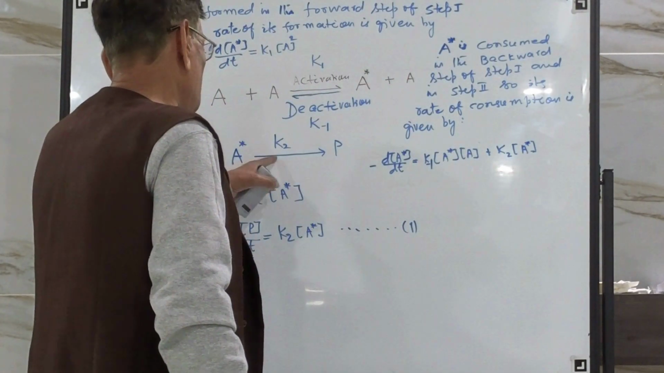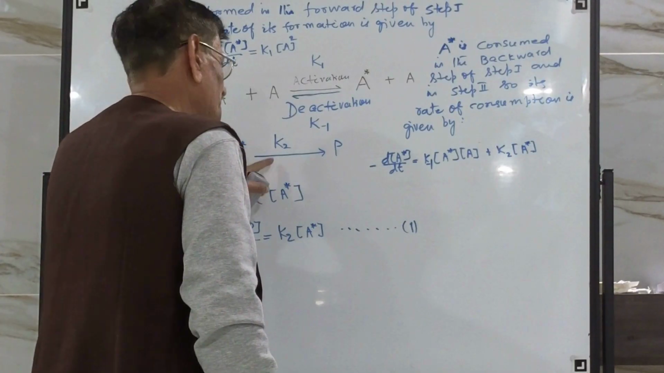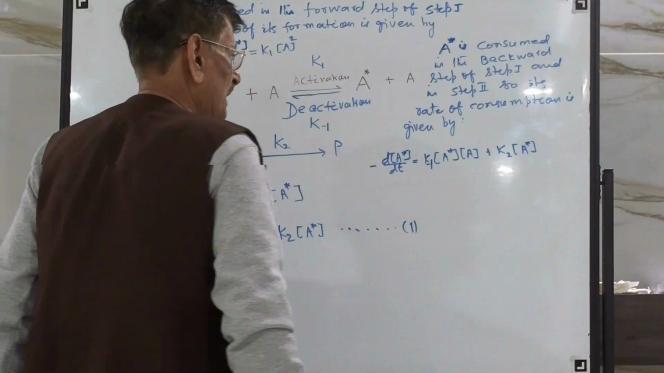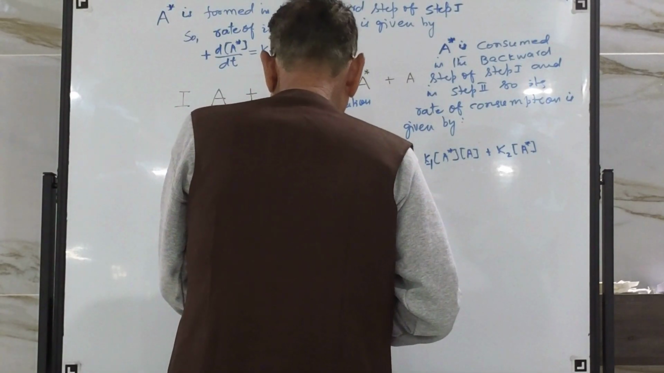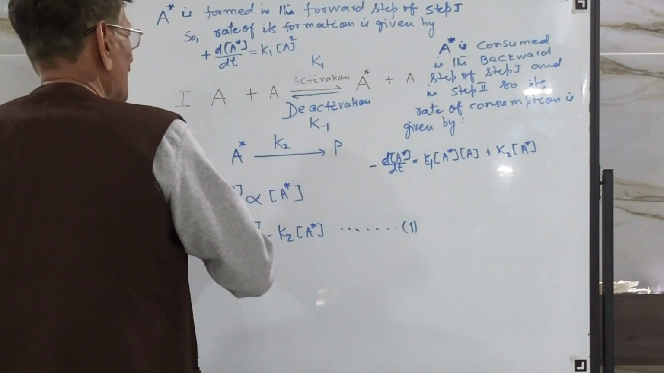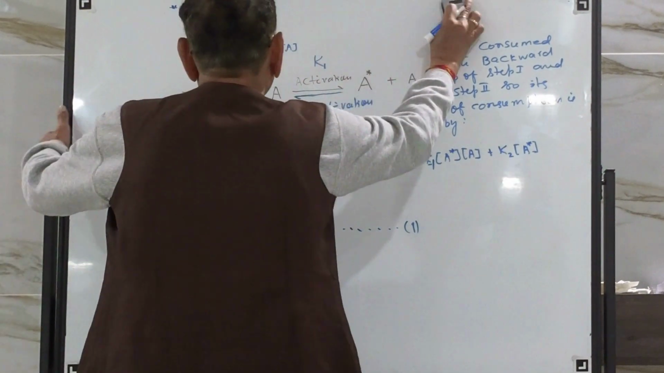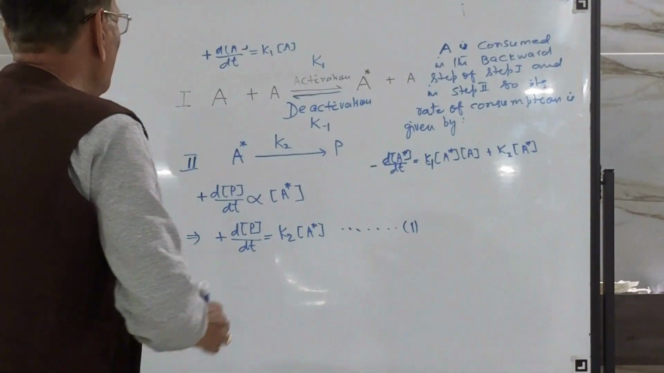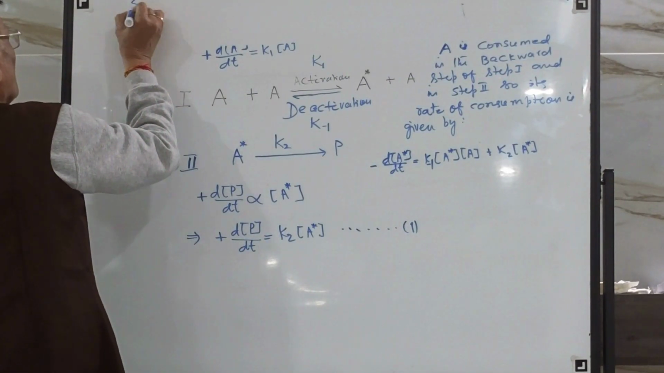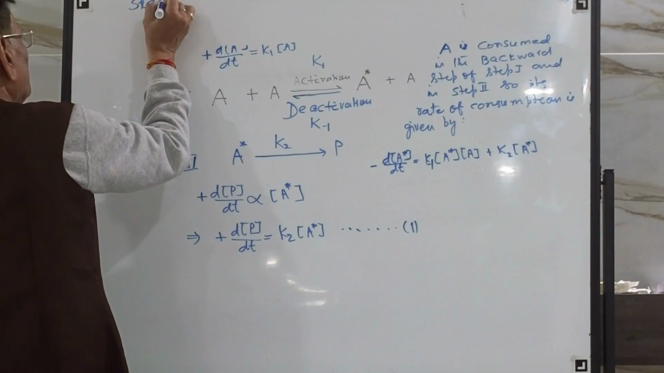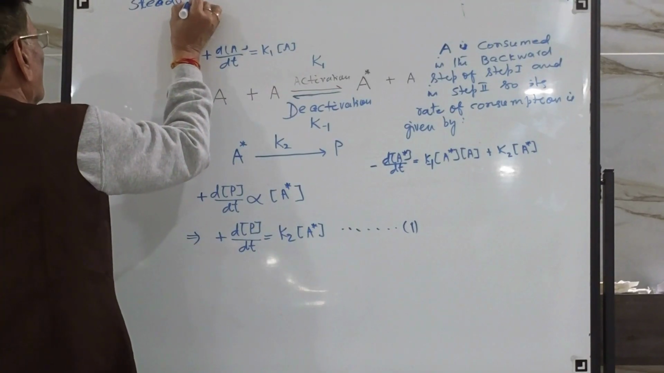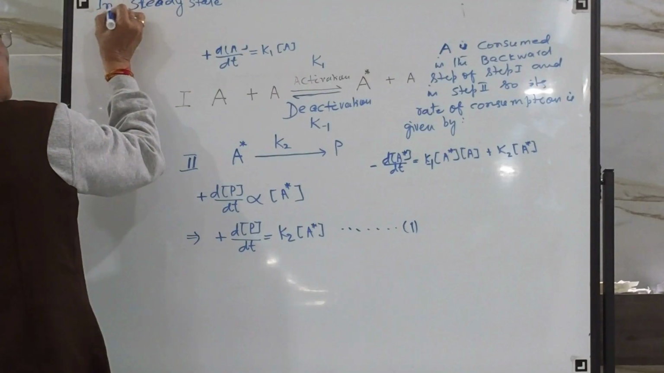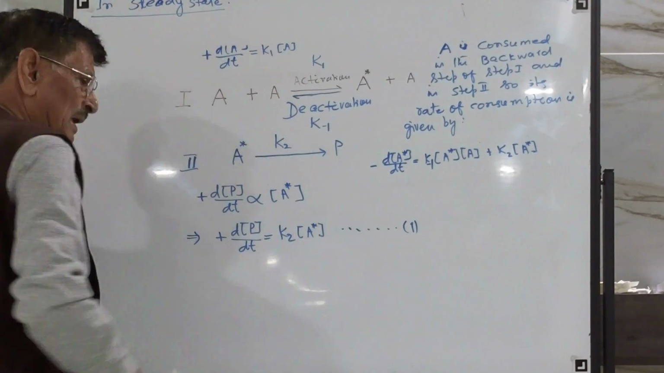Here A star is consumed in this step, and so the rate of this step will be K2 into A star concentration. Now, in the steady state, what is the steady state?